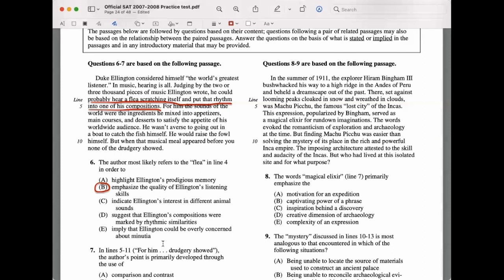But finding it was easier than solving the mystery of the place, the passage says, because there was imposing architecture there which attested to the skill and audacity of the Incas. So it was important to understand who had decided to live in this isolated place. So finding Machu Picchu was just the beginning of the questions about the place, right?